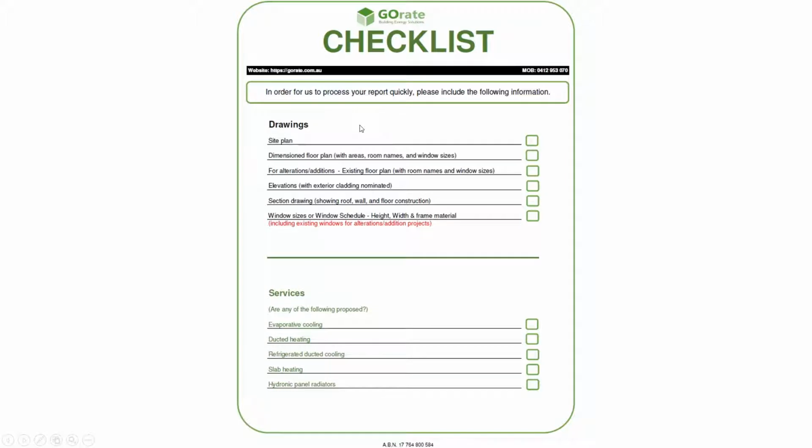Here's the GOrate energy rating checklist. In order for us to get your report done quickly and cost effectively, we need the following information. So let's go through it one by one. First on the list is the site plan.